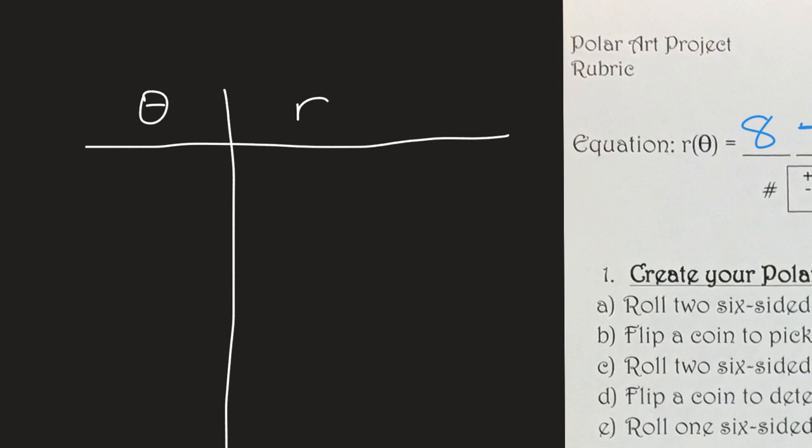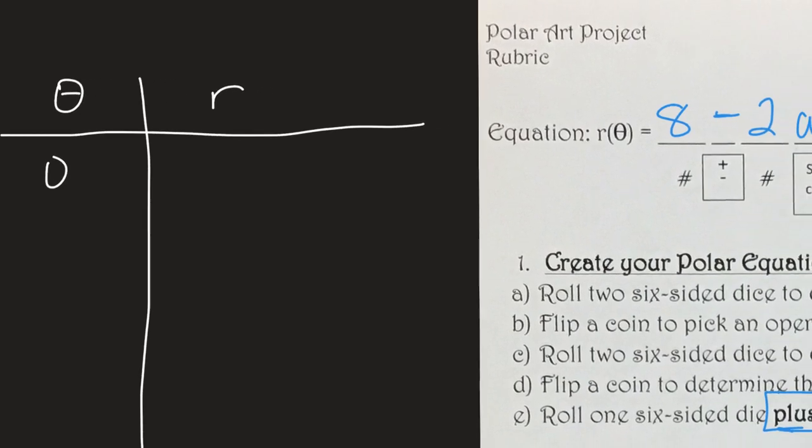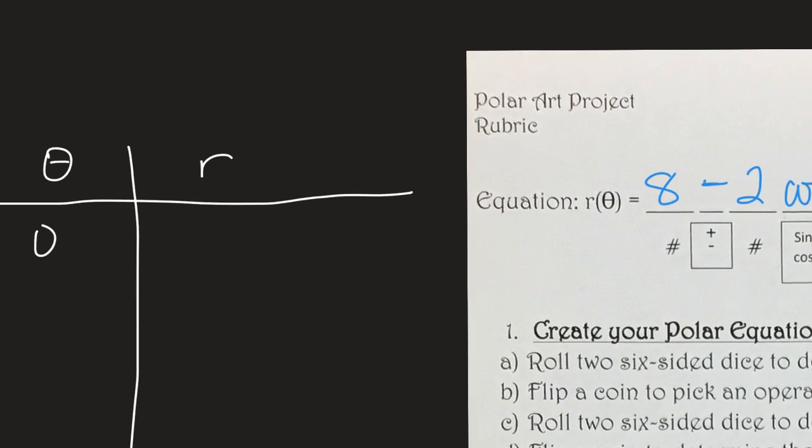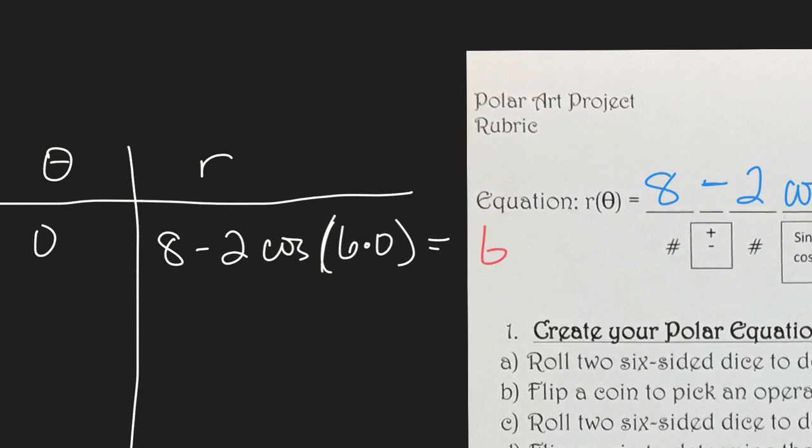My first angle is, of course, 0. So in my calculator, I'm going to put 8 minus 2 times the cosine of 6 times 0. I plug that into my calculator, and my calculator says the answer is 6. So my first coordinate is 6, 0. We'll get to that in a minute. We're going to fill out this table.